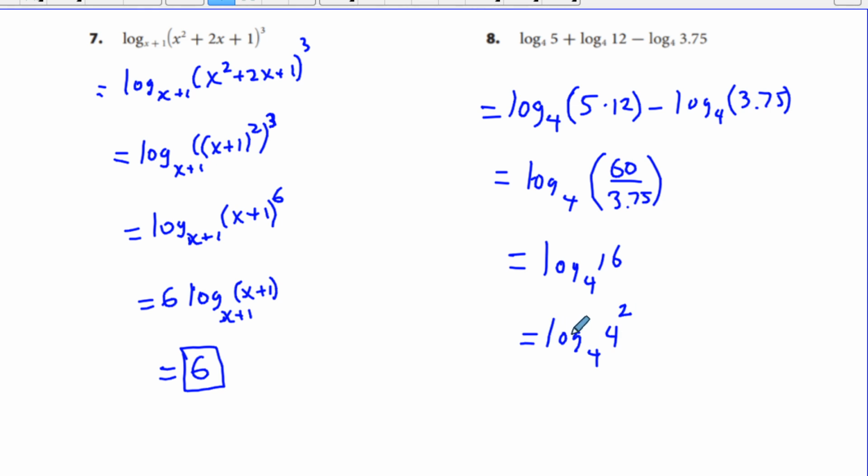And so you can do it different ways. You can take this 2 out front. I guess I'll do it this way. So equals 2 log base 4 of 4. Well, what is the log base 4 of 4? Well, it's the power you have to raise 4 to equal 4. What is that going to be? 1. So our answer to this one here is going to be 2.